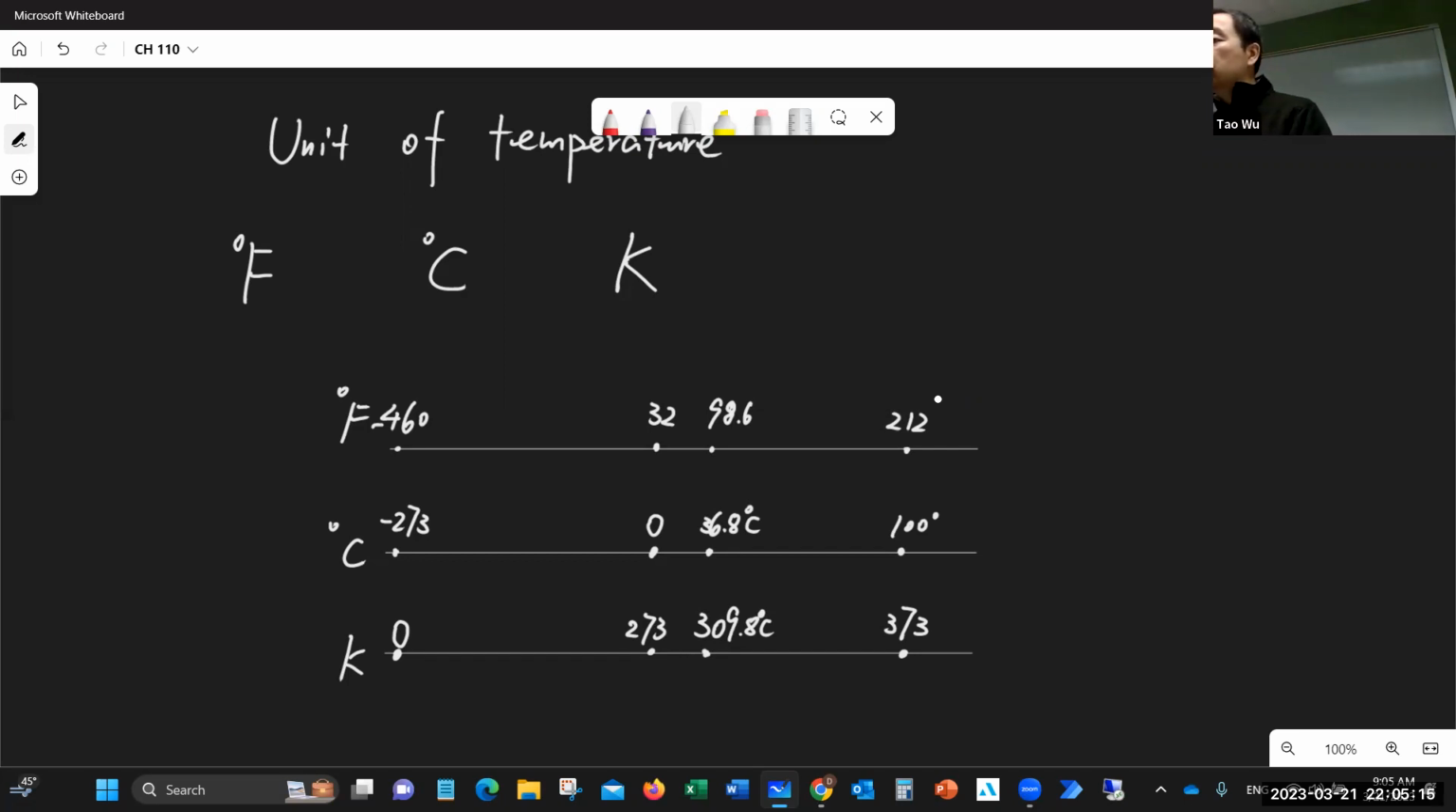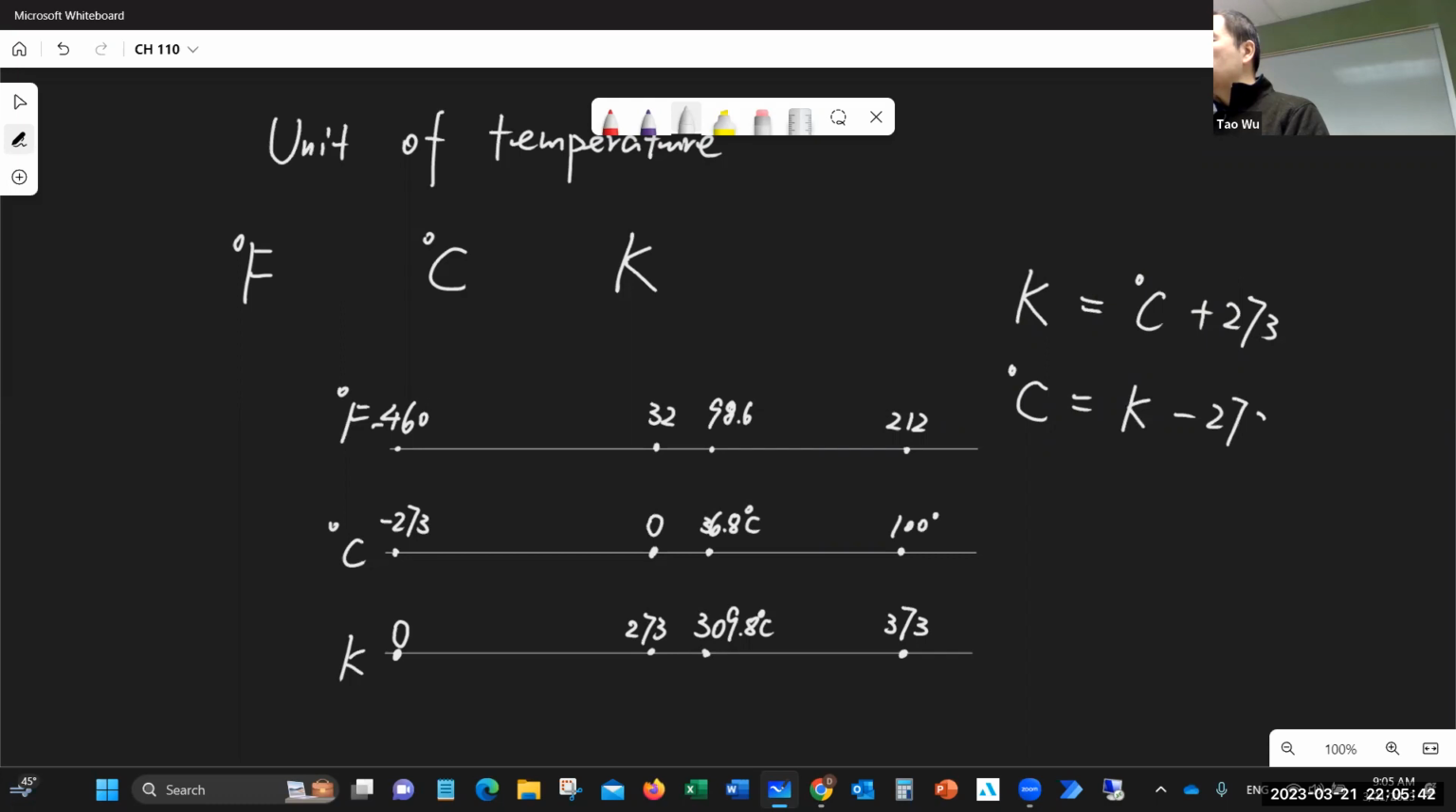And if you want to convert from Celsius to Kelvin, Kelvin is just the Celsius number plus 273. That's it. So the number of the Celsius, you plus 273, then you get Kelvin. And for Kelvin to Celsius, that's just the Kelvin number subtract 273. Then that's it.